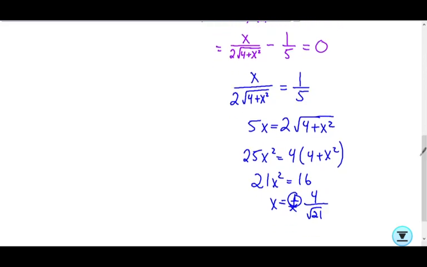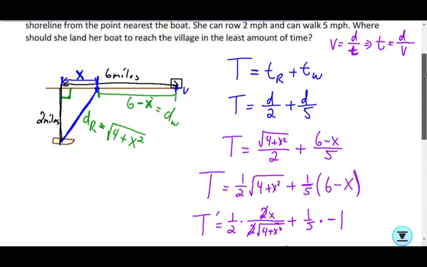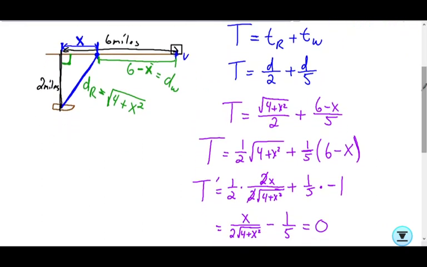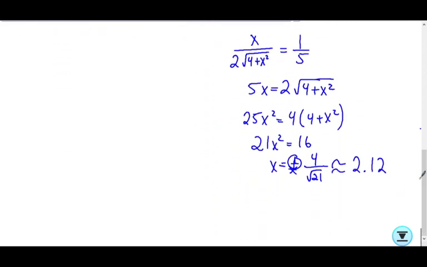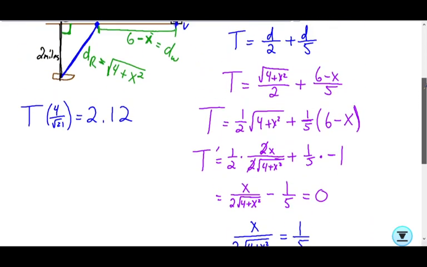So let's check it out. Well, this is approximately, if you plug it into a calculator, 2.12. Now, let's check our endpoints just to be sure. So t, the time that it takes when we plug in 4 over the square root of 21, that's 2.12. Oh, sorry, I used the wrong number. I didn't do this right. I knew something was wrong when I plugged it into the calculator. This is actually 0.87. That's the distance, the approximation. Okay, 2.12 is the time.